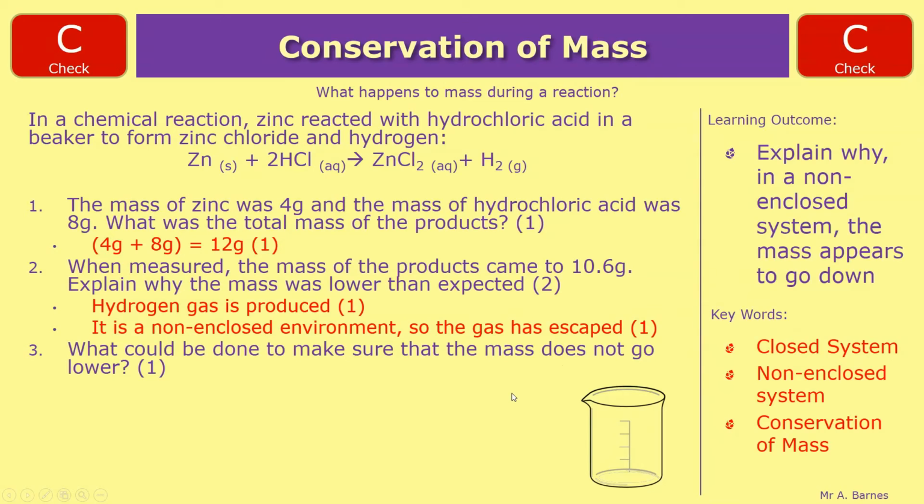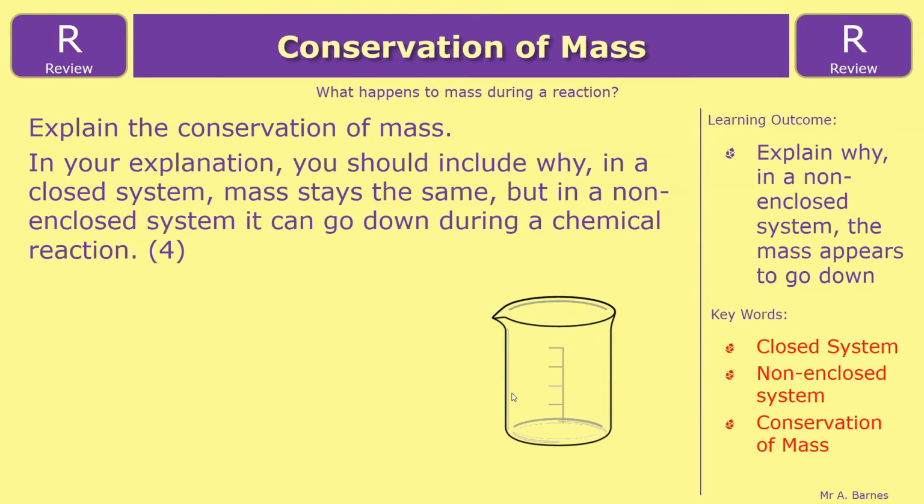So question 3 then, what could be done to make sure that the mass does not go lower? Nice and simply, put a bung on it or make it a closed system. Okay, that pretty much sums up this video. So we'll move on to the review question, which is explain the conservation of mass, and in your explanation you should include why in a closed system mass stays the same, but in a non-enclosed system it can go down during a chemical reaction. And that ends this video.